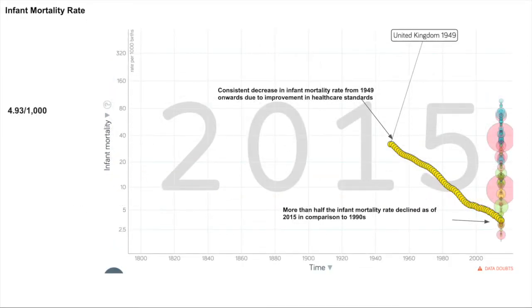Now, infant mortality rate. For the UK now it is 4.93 out of 1,000 people. There has been a consistent decrease in infant mortality rate from 1949 onwards due to improvements in healthcare standards. The infant mortality rate has decreased by more than half as of 2050 in comparison to the 1990s.